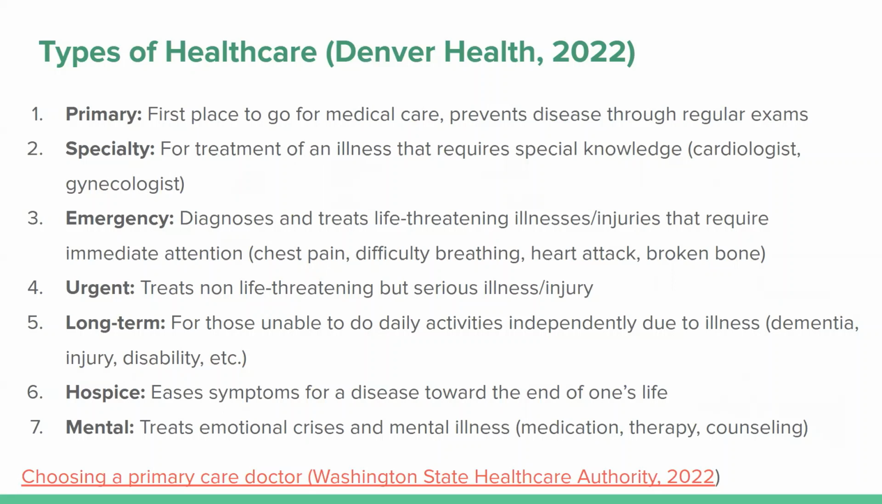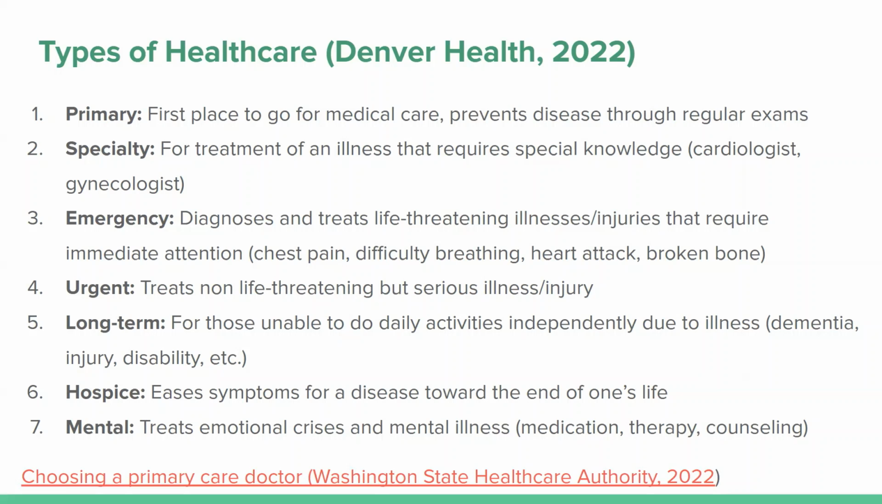Emergency is the type of care that will diagnose and treat life-threatening illnesses or injuries that require immediate attention. So these are going to be things like difficulty breathing, heart attacks, broken bones, severe conditions. Urgent care is a tier below emergency treatment. Urgent care treats non-life-threatening but somewhat serious injury.